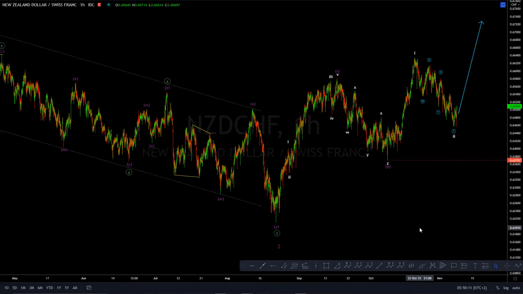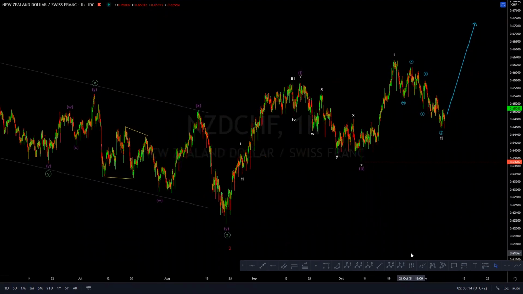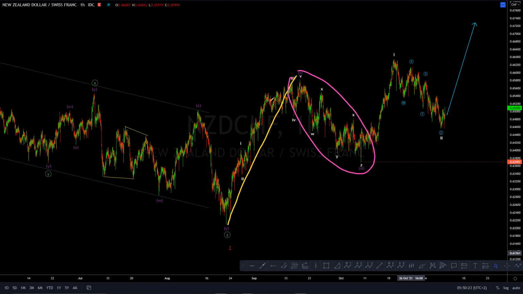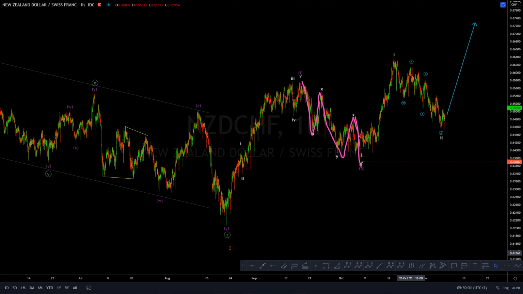And when one looks at the internals of each one of the pullbacks, from this low here, we have a 1. The internals of this pullback here is 11 swings, at least on the basis of this view that's presented here, where we have a W, X, Y, X, Z, 11 swings. And the internals of the next pullback from this low here, we have that impulse. And the internals of this one are also W, X, Y, X, Z, which is also 11 swings.